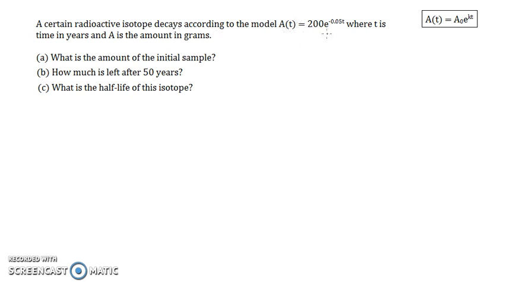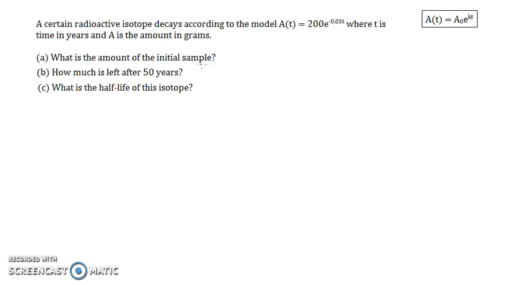So we see here, we're given our model, and we see that it's negative. Remember, we're going to have a negative rate if it's getting smaller, so that all checks out. T is our time in years, and A is our amount in grams. So this is a pretty typical setup for radioactive decay. All right, so here are our three questions again, just like we did last time.